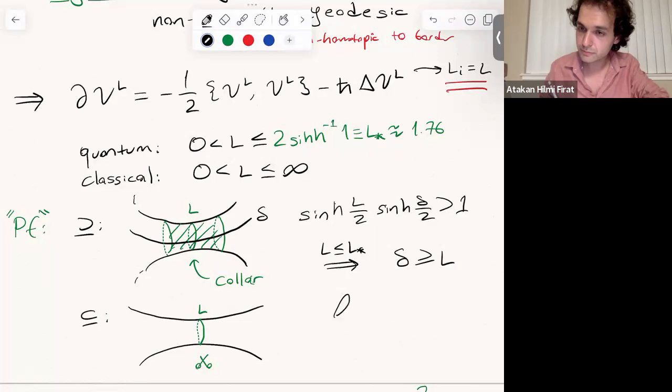So what if delta was too small? What would go wrong? I guess if delta was too small, then it wouldn't be on the boundary of VL, or? That's correct, yeah, because VL is defined by all the surfaces whose systole is greater than L, right? And if I created a geodesic smaller than L, then it wouldn't be on the boundary. Not on the boundary. Okay, great. Okay, thank you. Yeah, good question.